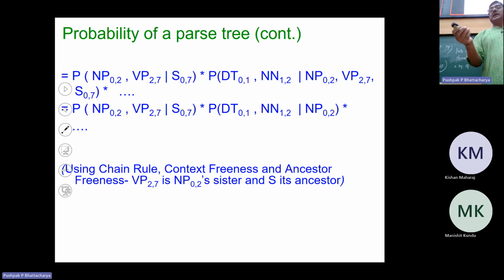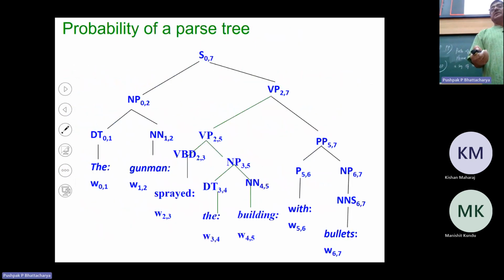So now this will become equal to the probability of DT NN given NP02. VP will get dropped because of the context freeness assumption. Siblings have no effect. And S07 will get dropped because of the ancestor freeness assumption, because ancestors don't have any influence. Then effectively, the whole computation will boil down to taking the product of the probabilities of all these rules.